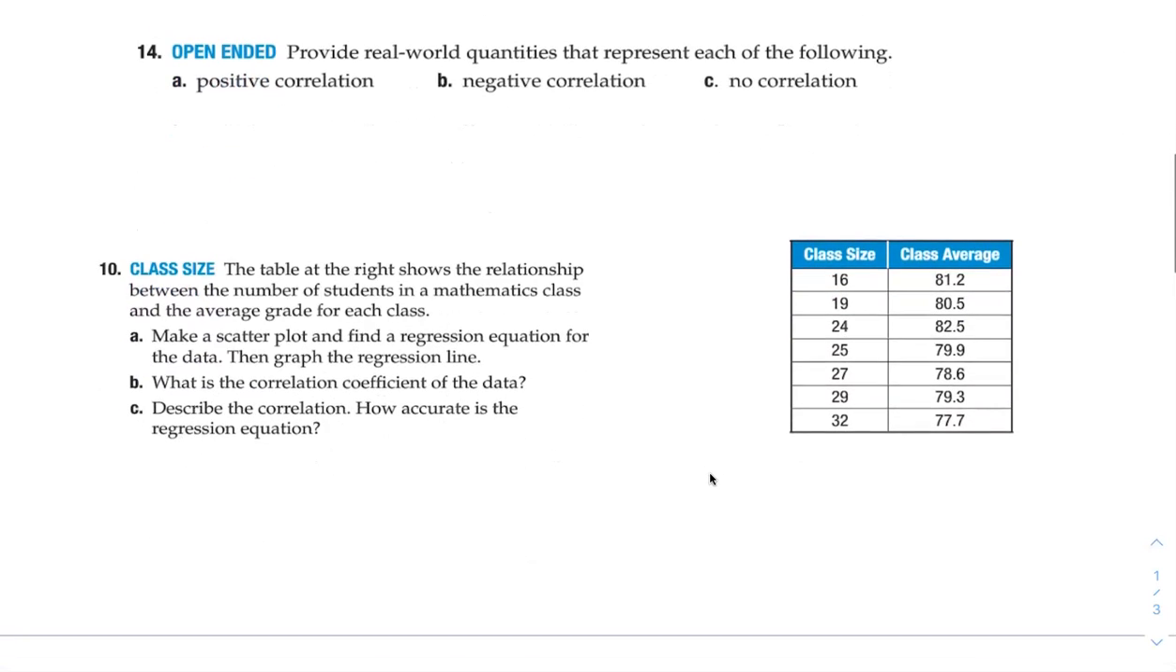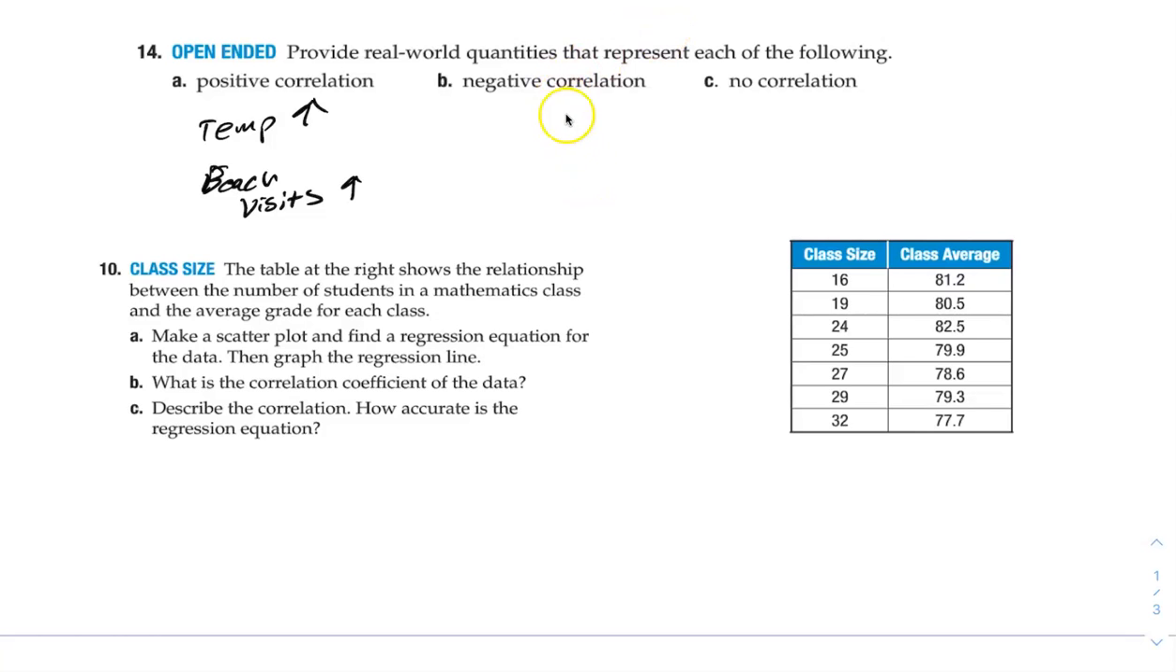It wants us to provide real world quantities that represent each of the following. A positive correlation, this could be anything. X goes up, Y goes up. Temperature and ice cream sales. Beach visits, probably better. I'm going to do that. So the temperature goes up, and beach visits go up.